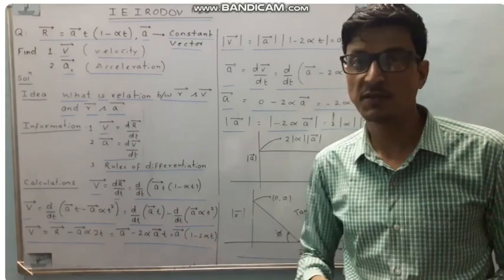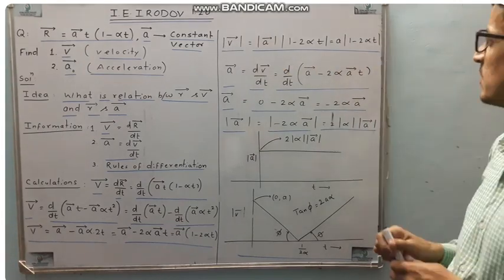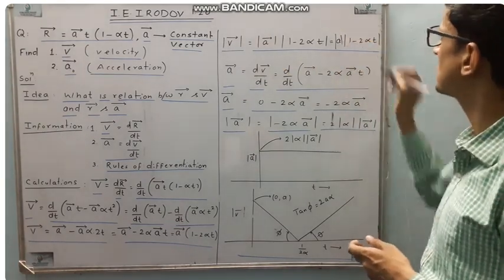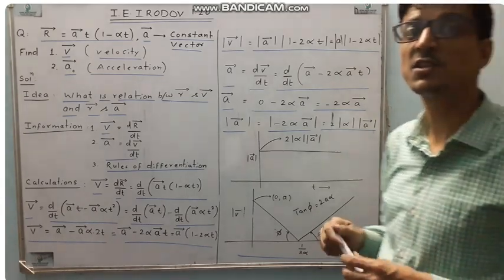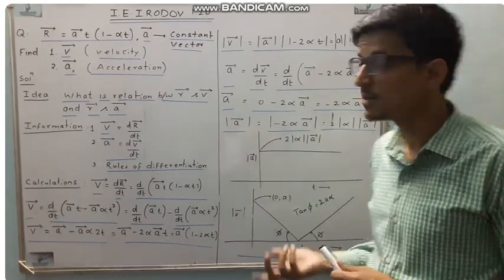Vector a, if we take it common, then it is (1 minus 2 alpha t). So this is my velocity vector. If I talk about the magnitude, just take the mod, and this will be the magnitude of the velocity vector, the speed of the particle. So these are the steps.